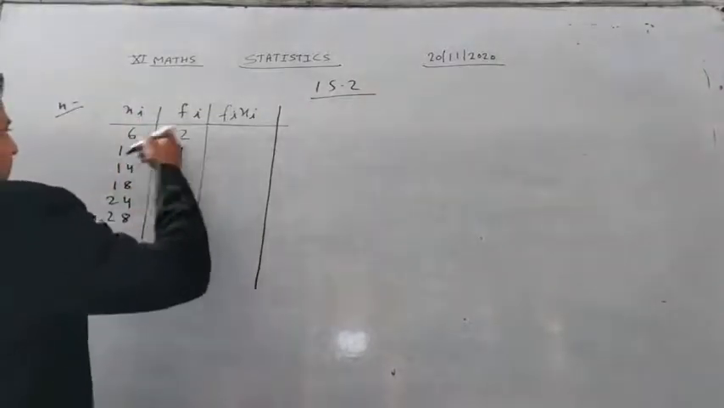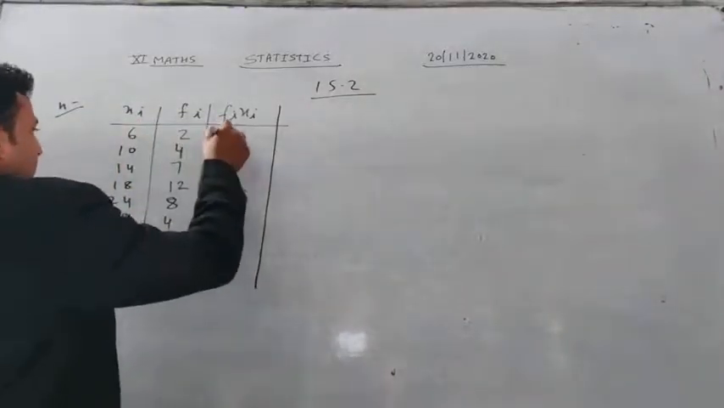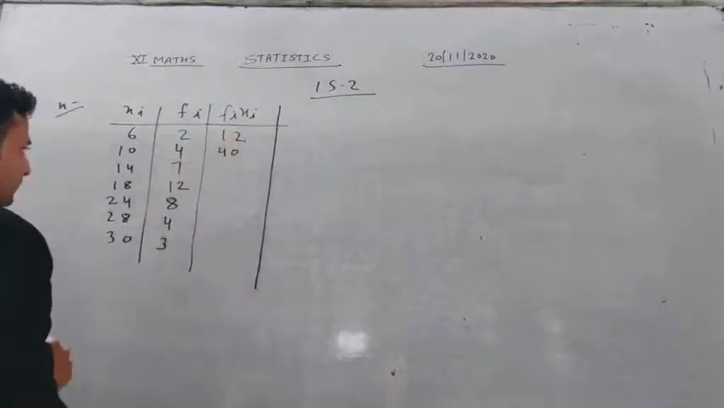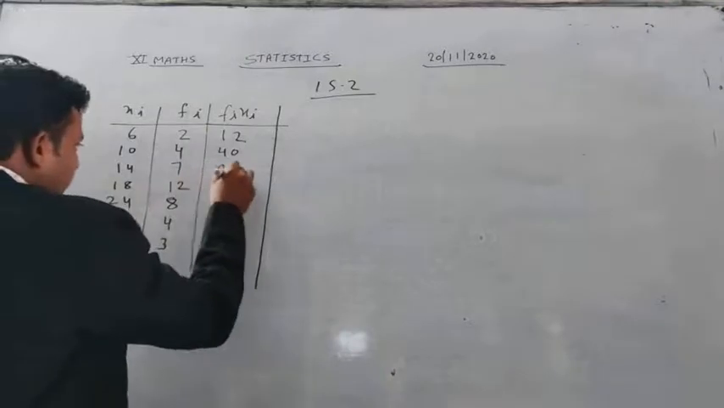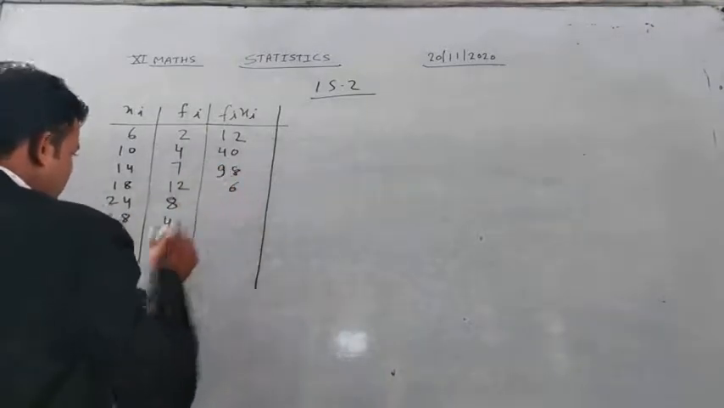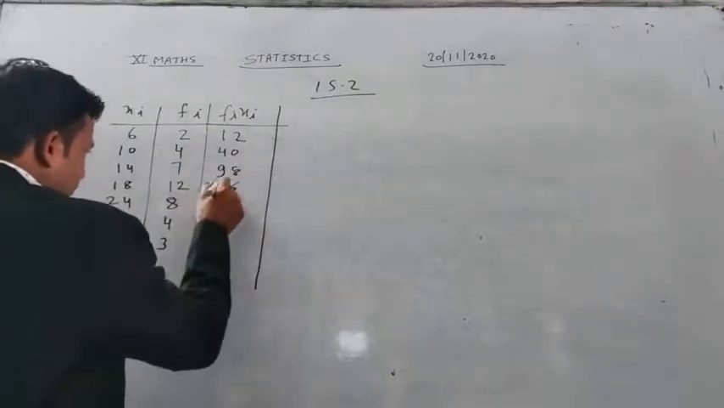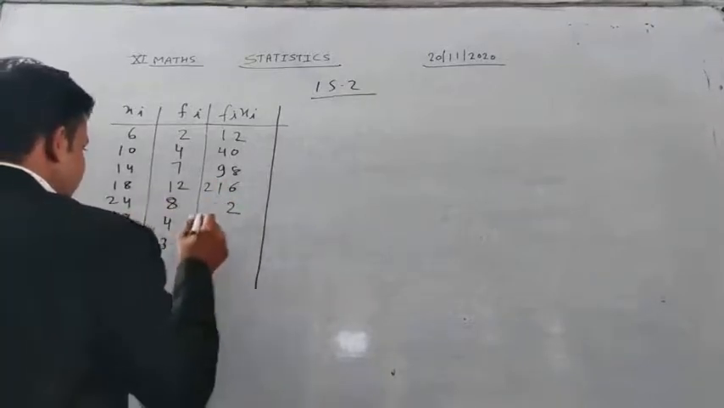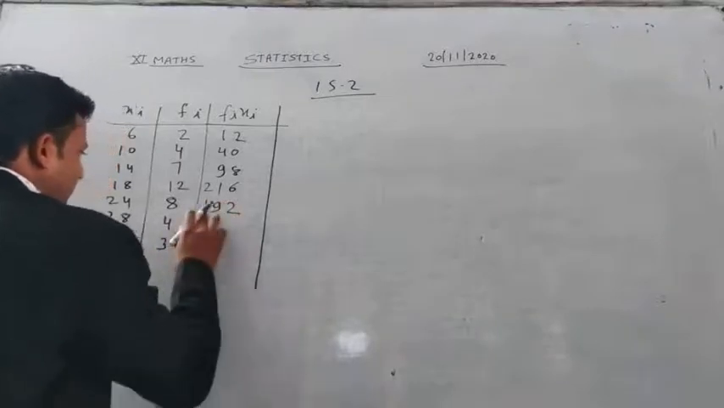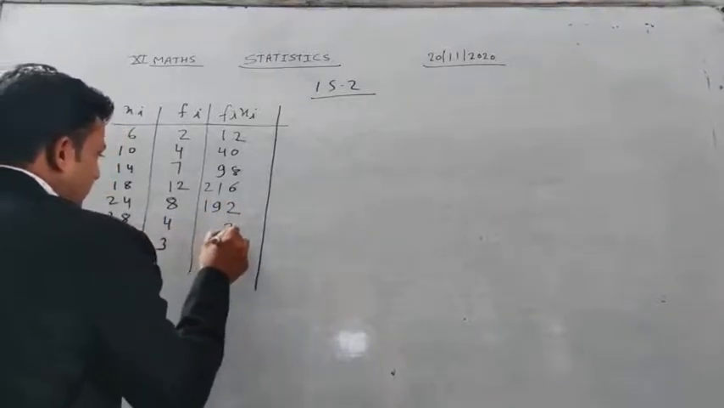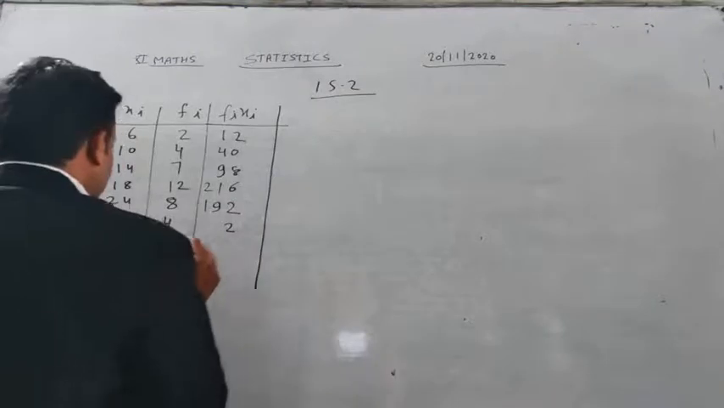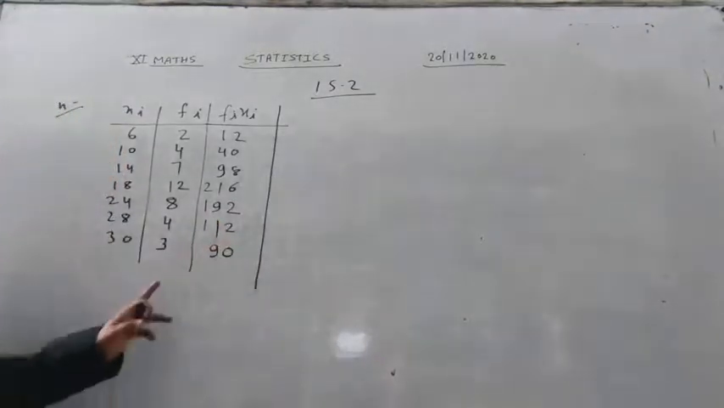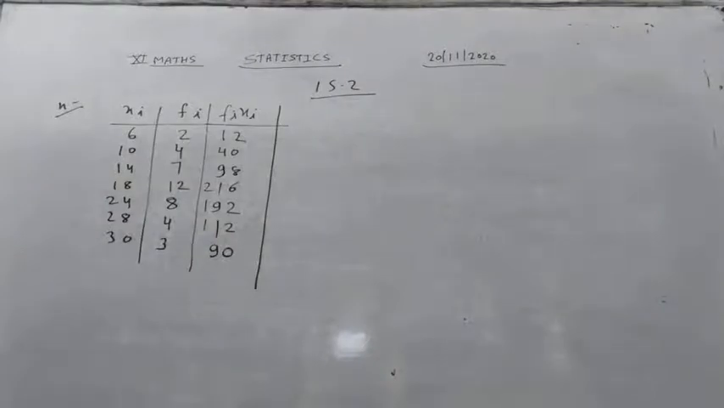Now multiply this. 2 6s are 12, 4 10s are 40, 98, 216, 4 8s are 32, 4 7s are 28, and 3 30s are 90. Okay, this is our fi xi.